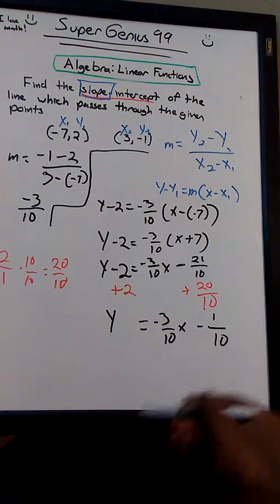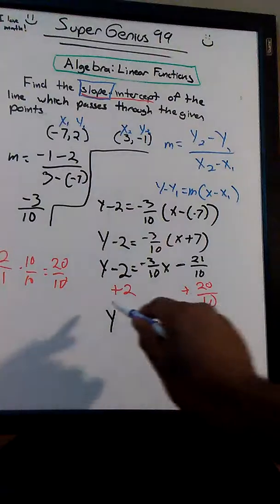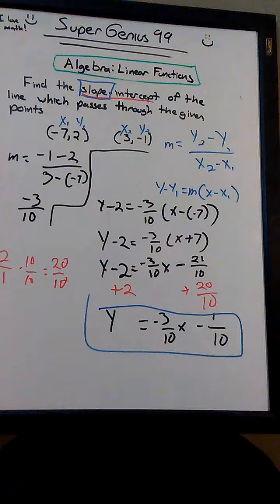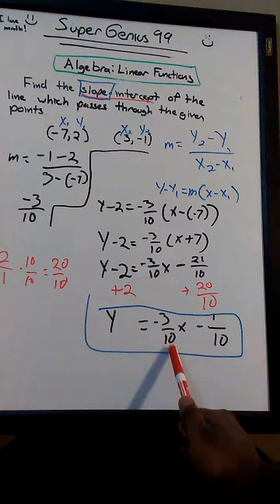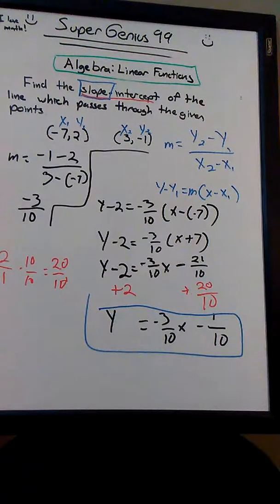Okay. And so now your slope-intercept form is y equals negative 3 over 10 x minus 1/10. So that is the slope-intercept form. Here's your slope. Here's your y-intercept. Okay, let's look at another.